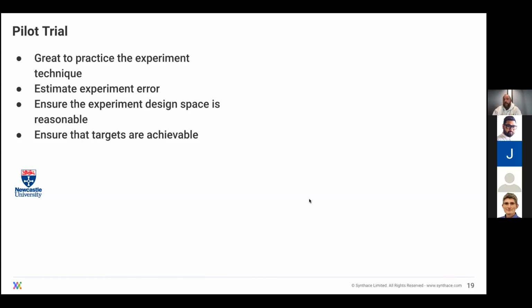So some of the advantages of pilot trials are that they allow you to practice your experiment technique, ensuring logistics for execution are smooth. And they also include running center points, so you can estimate noise for the experiment. And with the addition of the most and least forcing conditions, you can assess whether the factors and levels are reasonable and whether you can broadly achieve your targets.